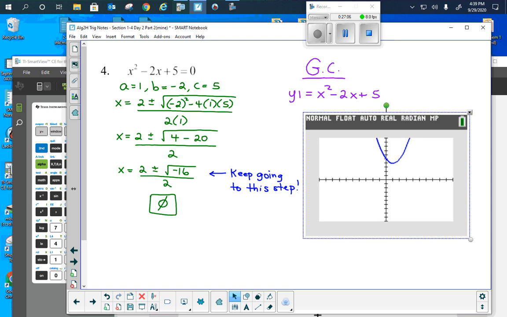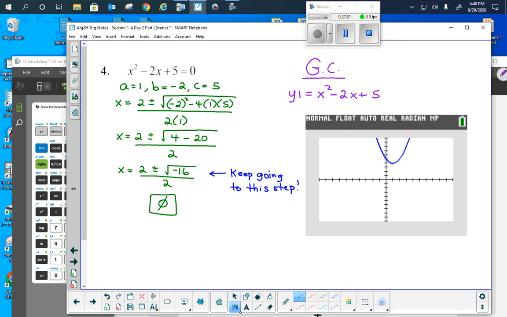I'm also comfortable with the fact that this answer is supposed to be no real solution, meaning there should be no zeros, no x-intercepts. Well, my graph completely agrees. It never touches the x-axis, okay, never crosses. And so those answers would be imaginary, which you've heard before with taking the square root of negative numbers. We'll be talking about imaginary numbers soon. Okay, but it never crosses.